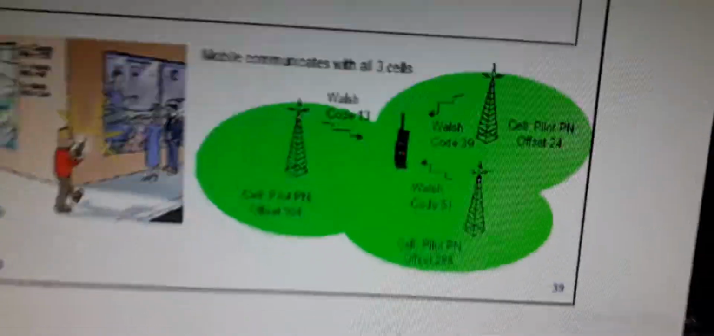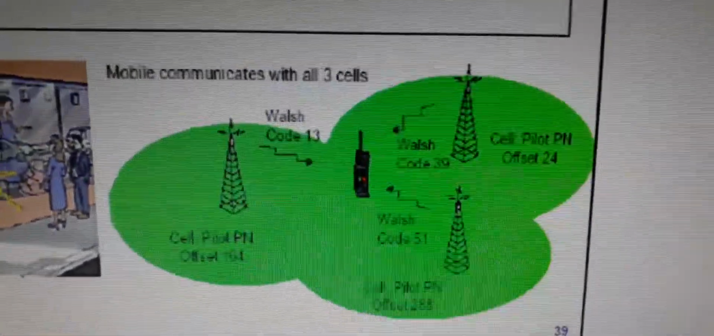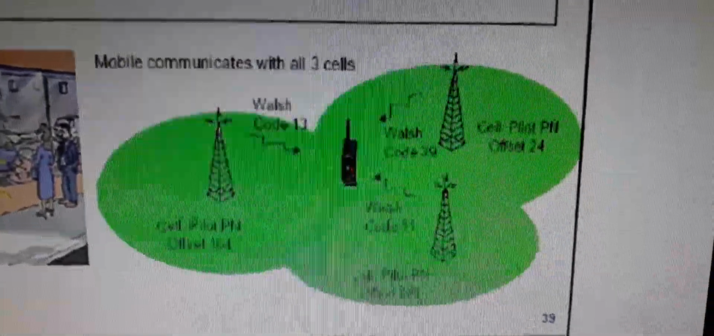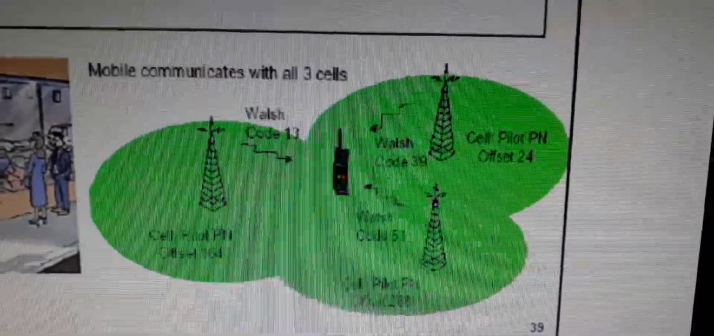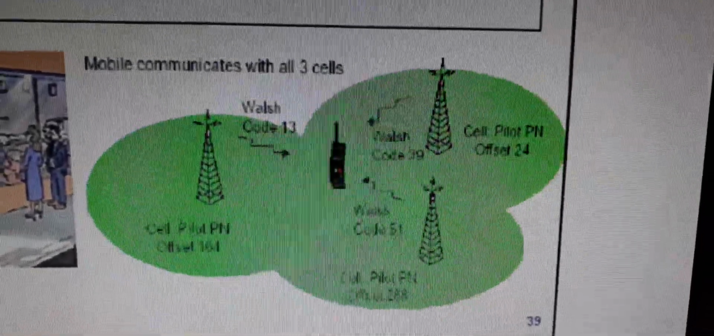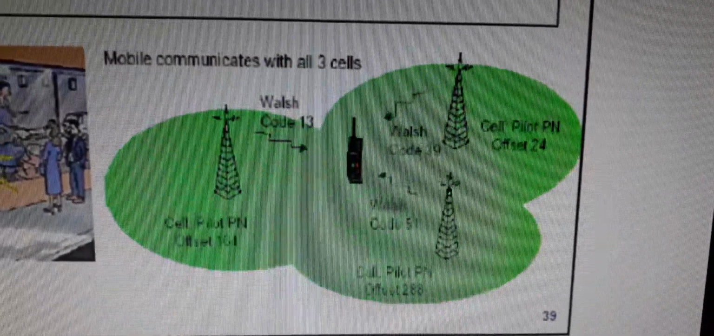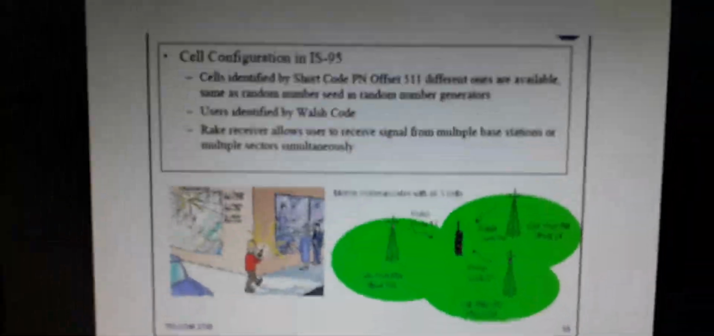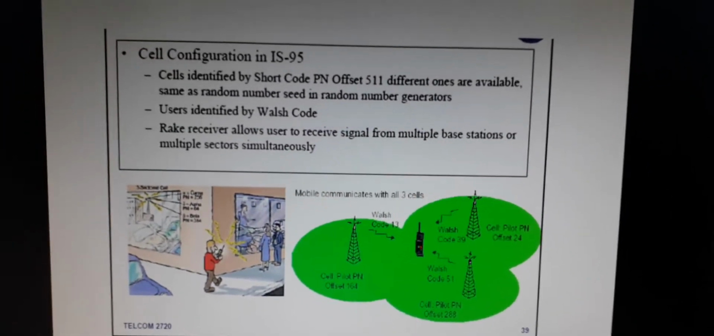So this is how the CDMA network works. It depends on the Walsh code sequence. Here 3 cells are seen. Walsh code sequence 13, Walsh code sequence 39, and Walsh code sequence 51 are seen, and with respect to them the PN offsets 164, 288 and 24. So here the CDMA sequence operations will be seen.